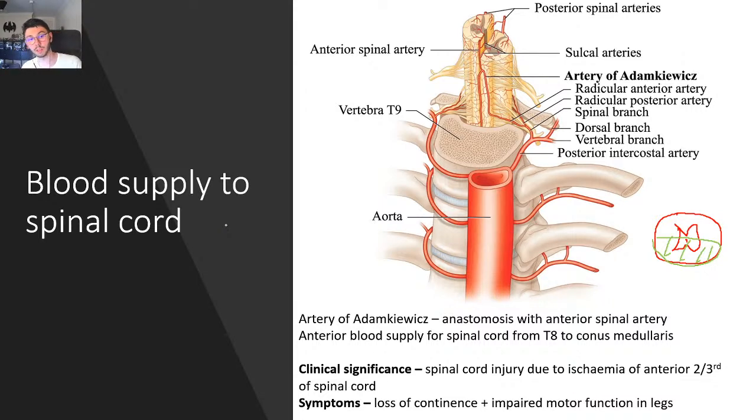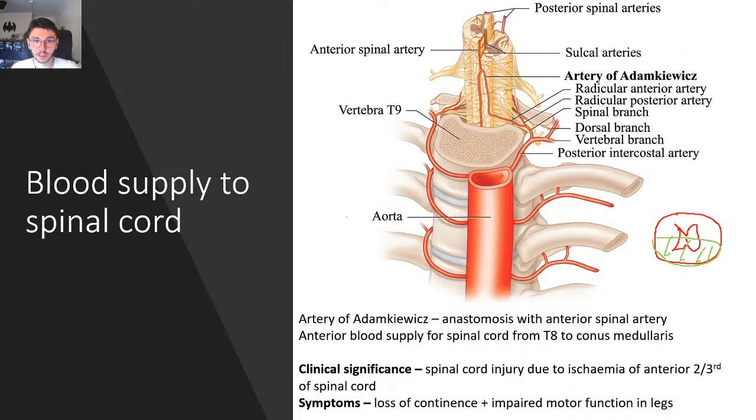So what this can result in is loss of continence, impaired motor function in legs, and spasticity. So you become, basically, the worst case scenario is that you're incontinent and you're paralyzed, and the better aspect of that is that you have difficulty containing your urine, and you have some weakness in your legs. So this is very important, and it's especially important in operations near the aorta.